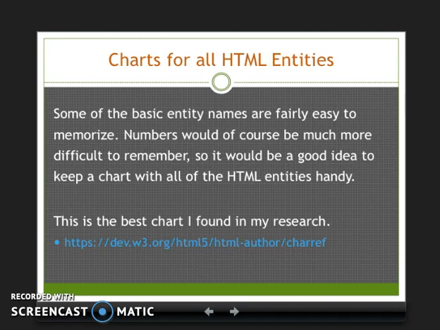So some of the basic entity names are fairly easy to memorize, but the numbers, of course, will be much more difficult to remember. So it's a good idea to keep a chart with all of the HTML entities handy. This is the best chart that I found in my research at devw3.org. And it shows, I believe, over 1,400 different characters in there. There's way too many characters, of course, to memorize. So it's wonderful to have this resource available, and I'll show you what it looks like here.